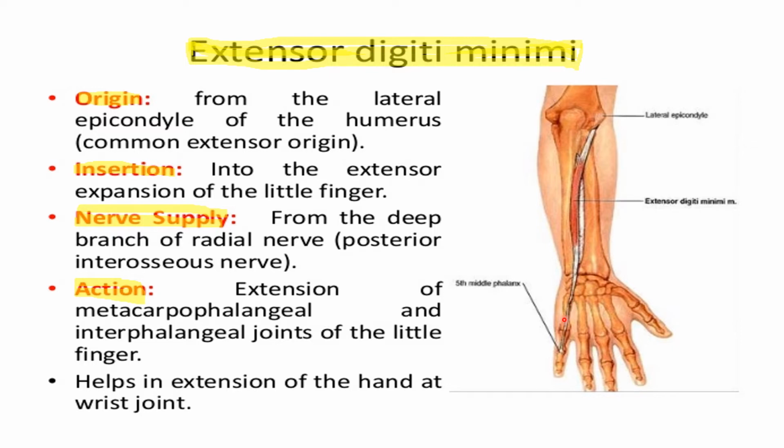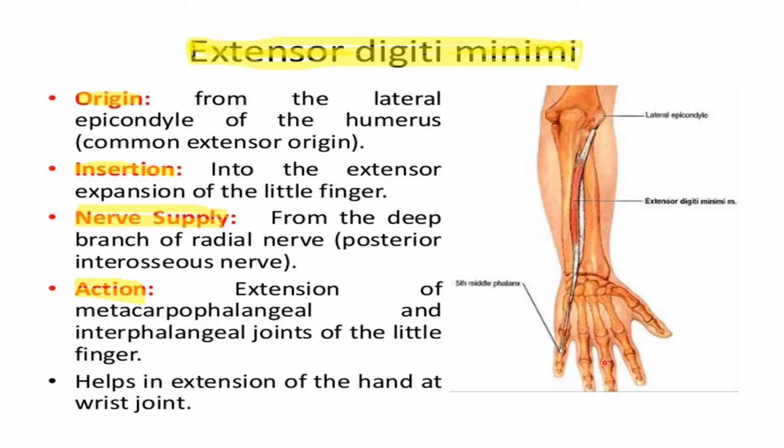These are the metacarpophalangeal and interphalangeal joints of the little finger. It also helps in extension of the hand at the wrist joint. Okay, so the tendon of this extensor digiti minimi runs through a separate compartment of the extensor retinaculum with the tendinous sheath of extensor digiti minimi. Its tendon then divides into two parts, the lateral and the medial part.